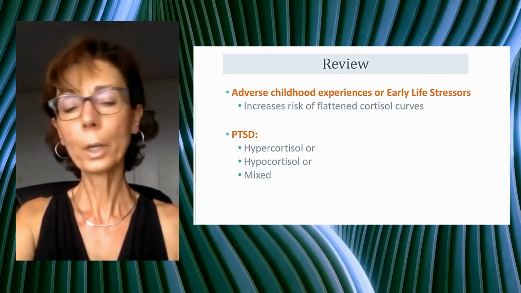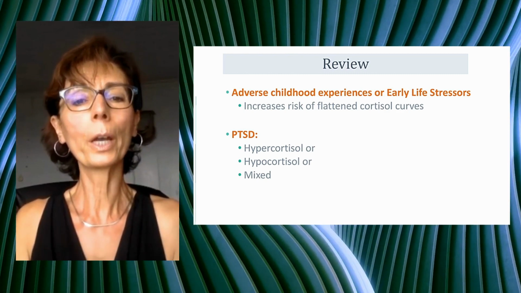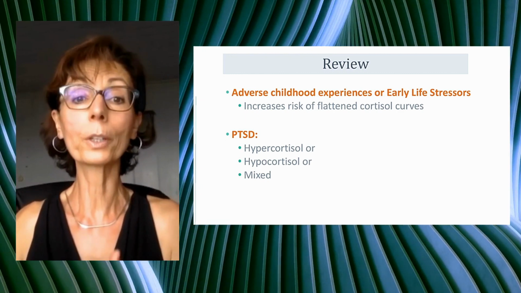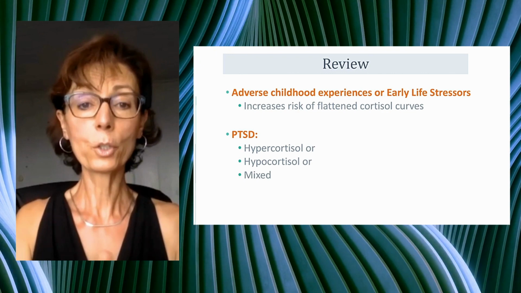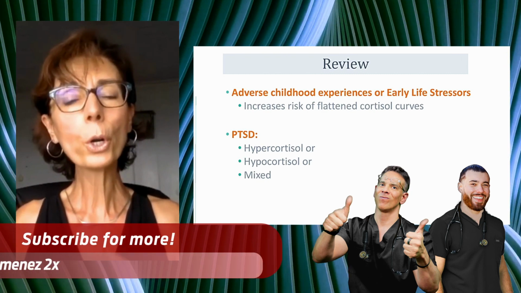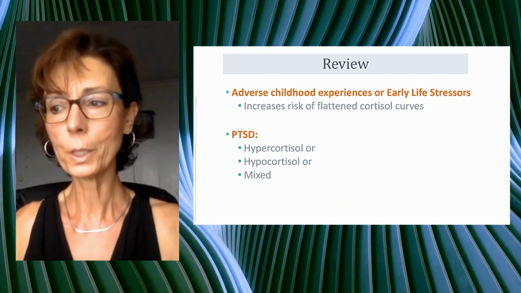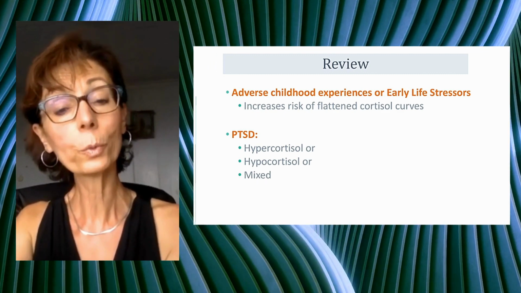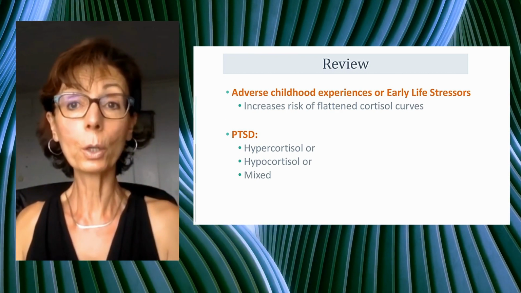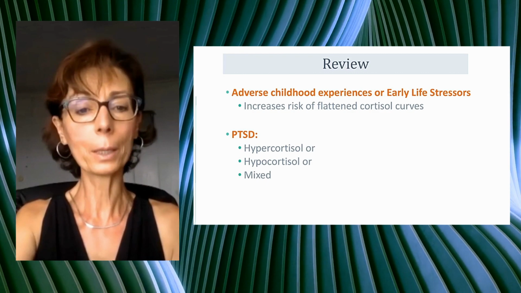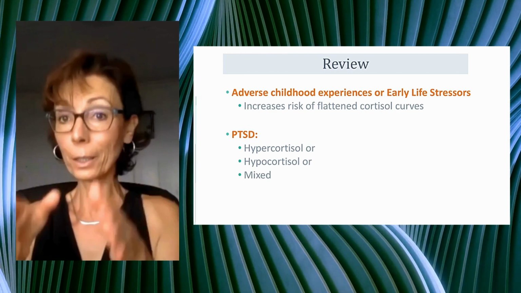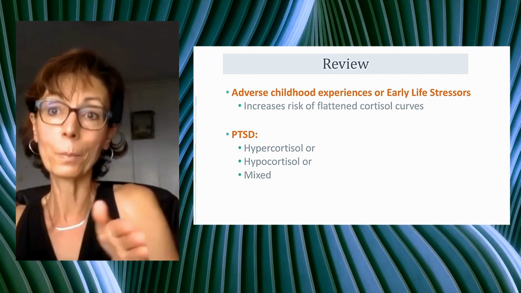Let's review a few more things. In particular, I want to go over adverse childhood experiences, early life stressors, and how that increases your risk for a flatter cortisol curve. And I mentioned that earlier. With PTSD, the initial studies looked like it was more associated with a hypercortisol state. This has changed now because the more recent literature has shown that they can present as hypercortisol, but they can also present as hypo or mixed. They may even present with a normal cortisol curve. And so it's really up to you to take their history and figure out what has happened to them thus far.